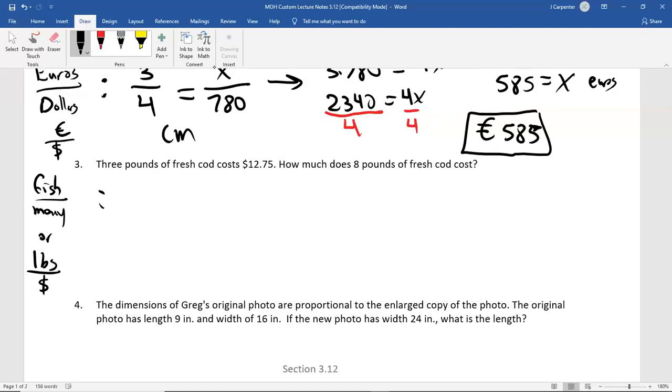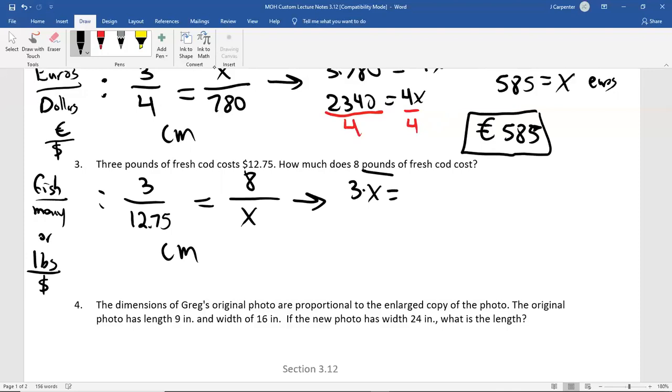So the 3 pounds goes for $12.75. 3 is the fish or the pounds, so that goes in the top, over 12.75 is the money, or the dollars, so that goes in the bottom, equals another fraction. Now the 8 pounds, that's pounds. The pounds are the amount of fish, or what goes in the top, so the 8 goes in the top, making the x the bottom. Then we're going to cross multiply, which says we take the 3 times the x, set that equal to the 12.75 times the 8.